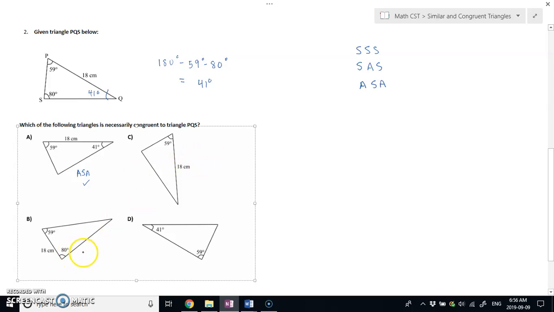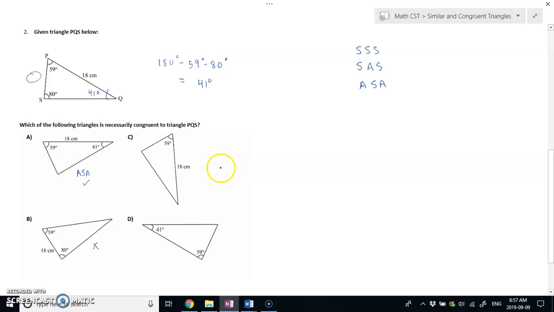Now I'm going to look at B. B is 59, then 18, then 80. And if I look over here at my model triangle, 59 and 80 are joined, but they're not joined by 18. And so therefore this one's wrong, even though it follows the rule angle, side, angle.